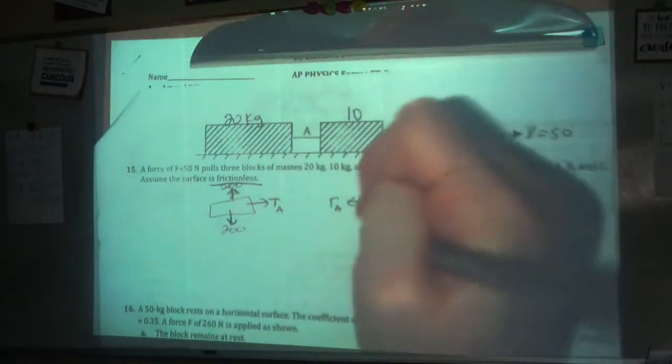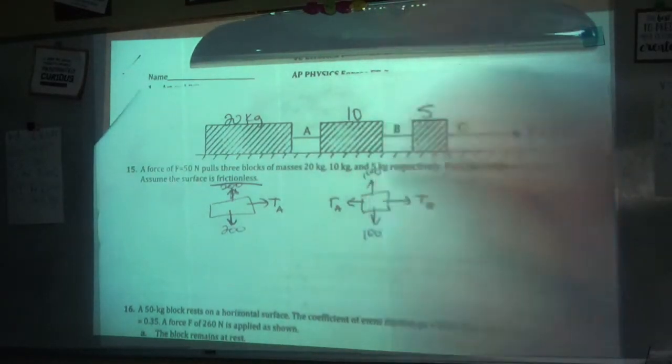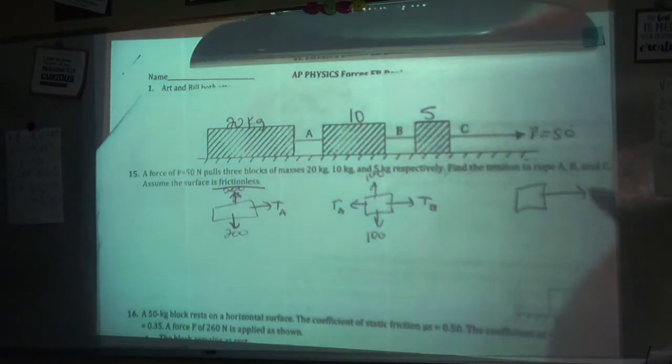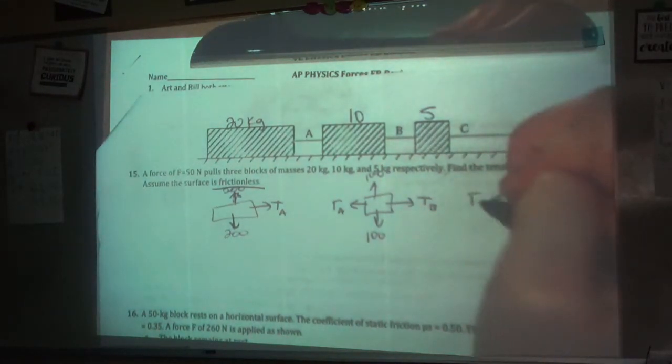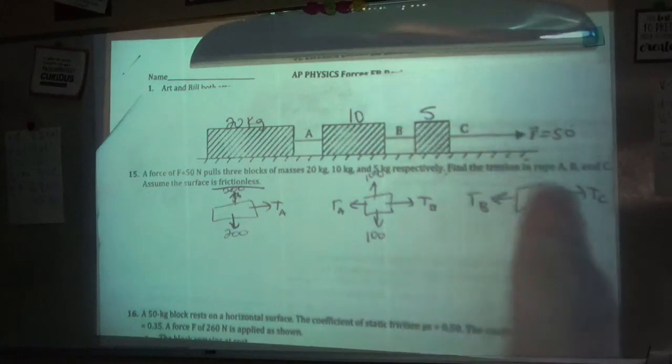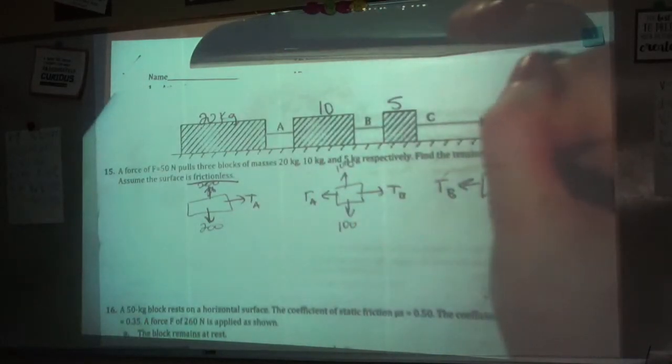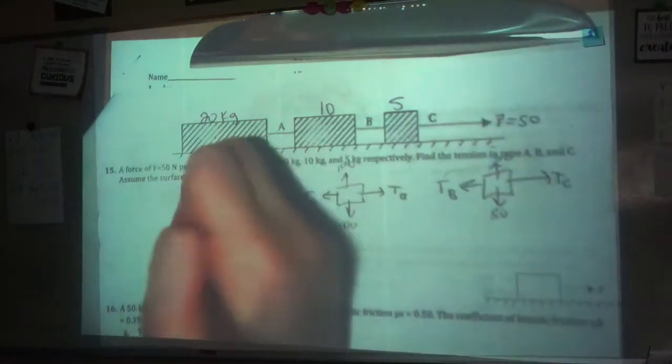And then of course the 100 and the 100. And then lastly, the third box has tension C, and then minus B, and C would have to be greater because it is going to accelerate to the right, and then 50 and 50. So now we're going to write our F net equation.